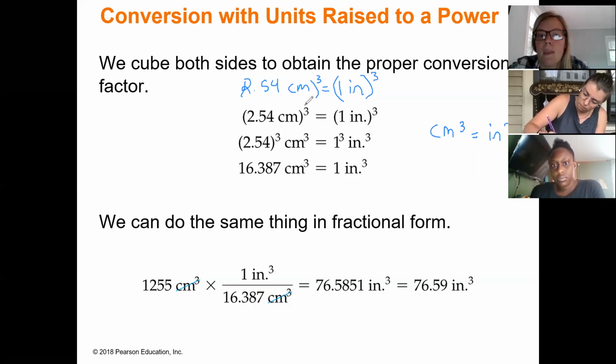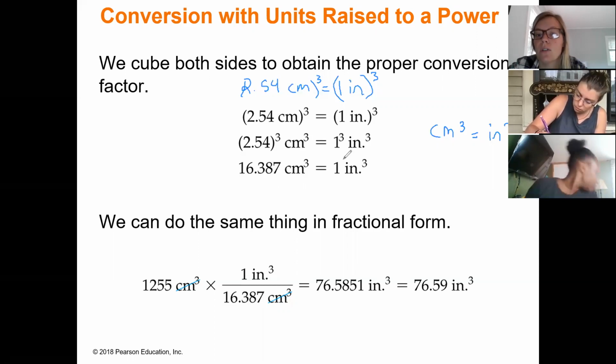okay, which is what they did here. The cube gets distributed both to the number and to the unit. So now we have 2.54 cubed, centimeter cubed, which is the unit that we were going for, is equal to 1 cubed, and then inches cubed. Any 1 cubed to the third, to the second, to the 18th, it's always going to be 1 because you're just taking 1 times 1 times 1. So 1 inch cubed will now equal the 2.54 cubed, or 16.387.